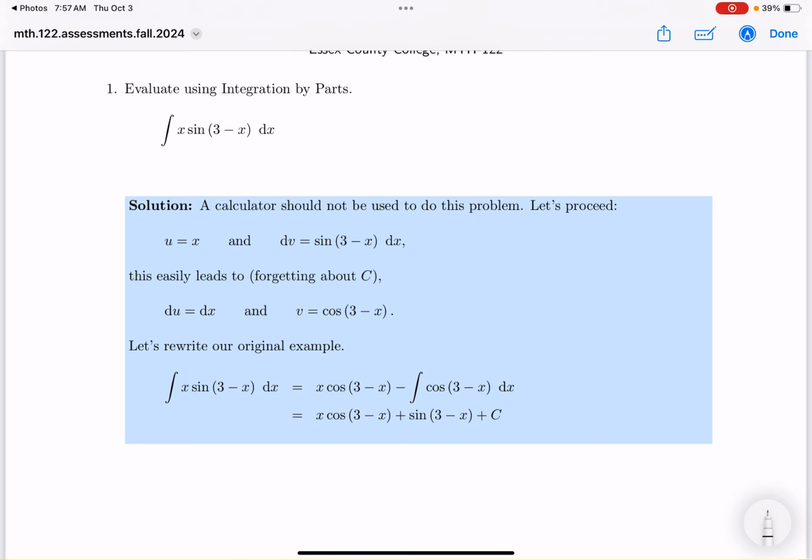And what I would do is look at this thing and say, I'm going to certainly try to tackle this problem, by the way. And the first thing I would do, I would probably say u is equal to x, which forces me to say that the dv would be equal to sine of 3 minus x dx, right? There's not going to be much work on the exams, by the way. So what do you get? du would be equal to dx.